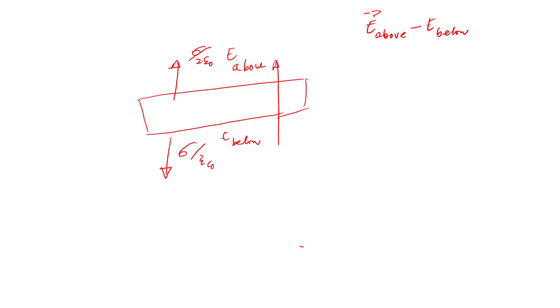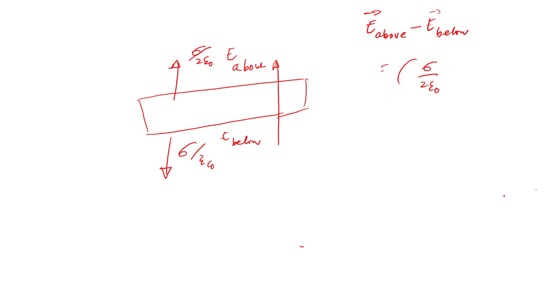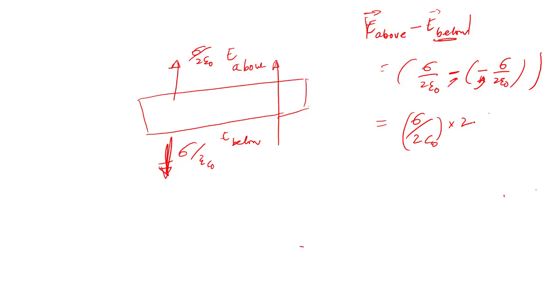What we mean is, if I take the field above and subtract the field below, looking at the vectors, you get sigma by 2 epsilon naught minus minus sigma by 2 epsilon naught, because the electric field below is pointing the other way, so you have an extra negative here. Minus times minus gives you plus, so you have 2 times sigma by 2 epsilon naught, or sigma by epsilon naught. That means when there is charge at the boundary, the electric field changes discontinuously across the boundary.